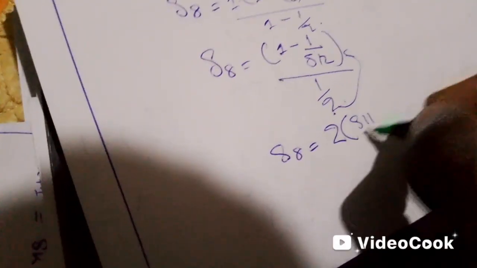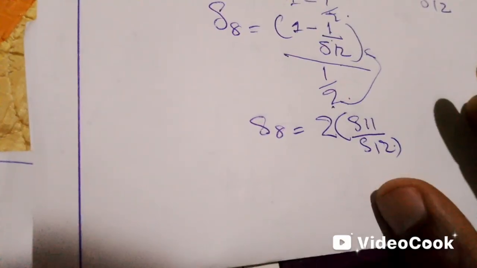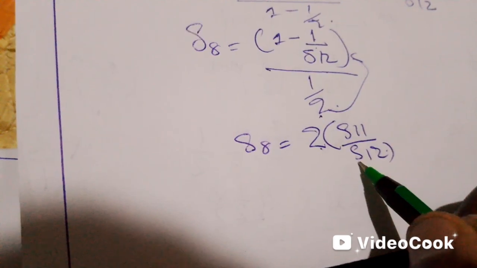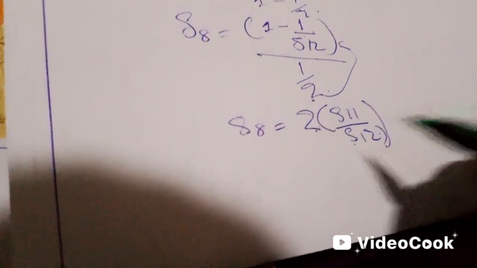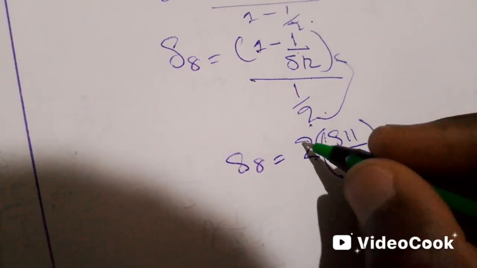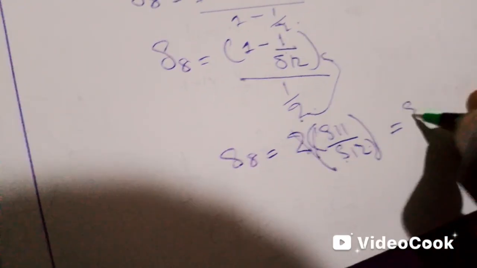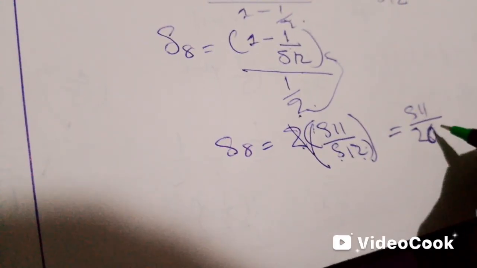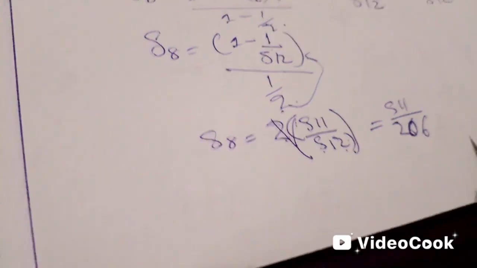In this case you multiply now, or if you think this can divide, you divide. Okay, let's try to divide. Dividing, we say 2 into 512, and 1 will remain on top. 512 divided by 2, remainder 1. Yeah, we have this as our answer. This is the sum of the 8th term.